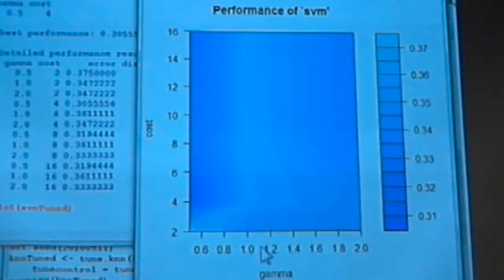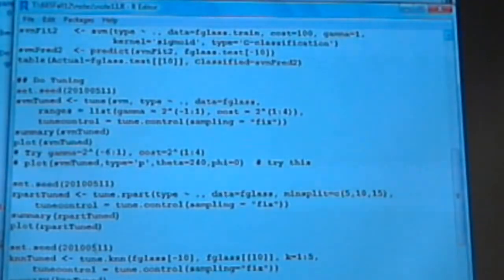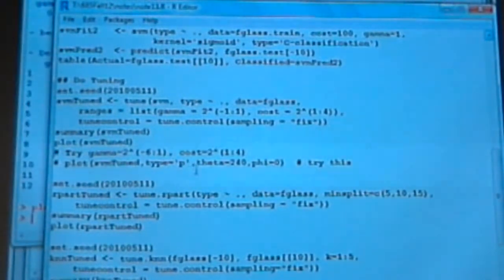Not exactly. Set gamma at, for example, 0.9, or 0.7 right here, and set cost at 4 roughly, right? To get a better result. So maybe you want to go for that direction with this tuning. You can try this out, okay? And see the result. See what happens.